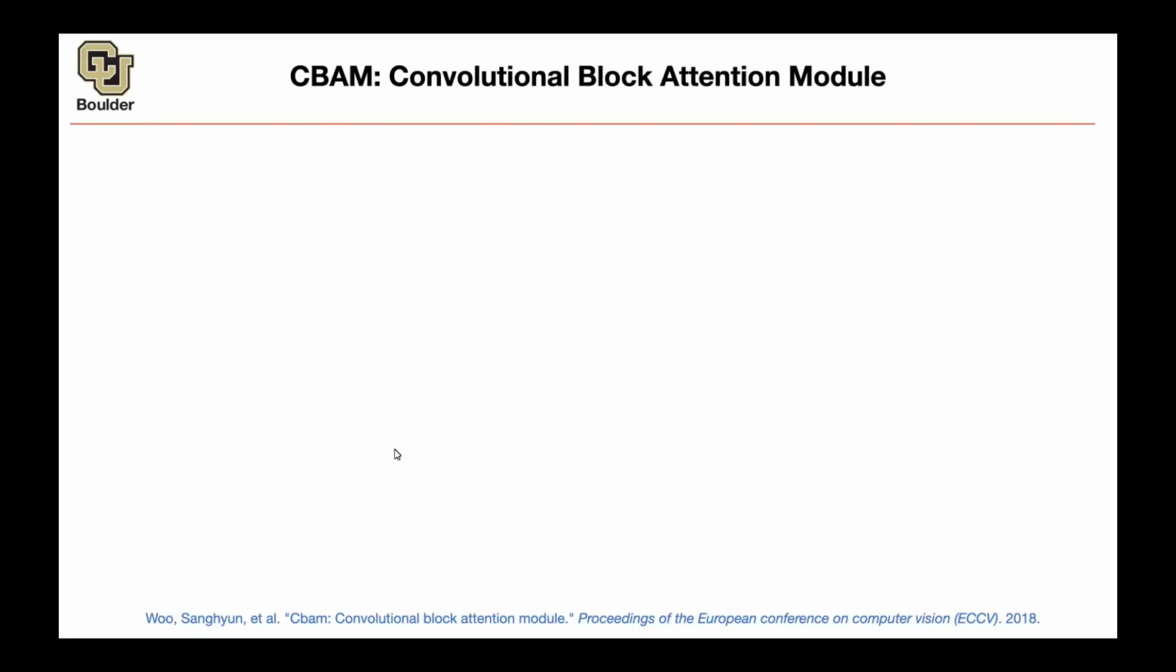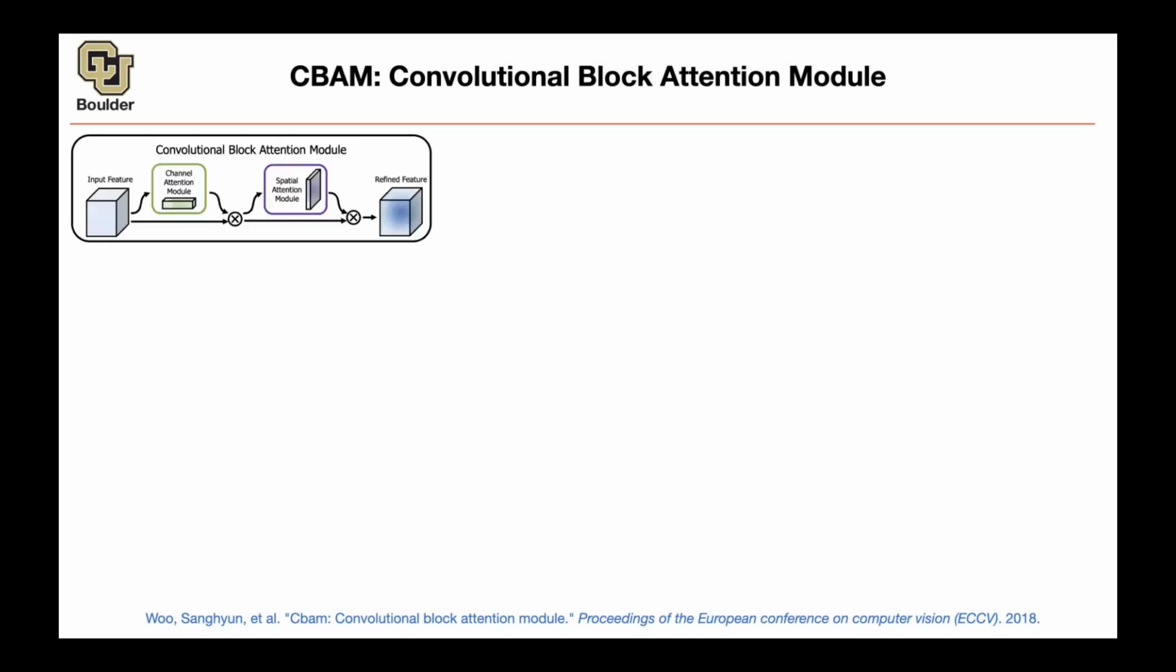CBAM, Convolutional Block Attention Module, is an extension of squeeze and excitation. Squeeze and excitation is this part of your neural network, which is going to pay attention across channels. You can have a similar architecture trying to pay attention to spatial points in your space. You take your input, you get your attention, you multiply, you take your spatial attention, multiply by the outcome of this operation here, and then you're going to get your refined features.